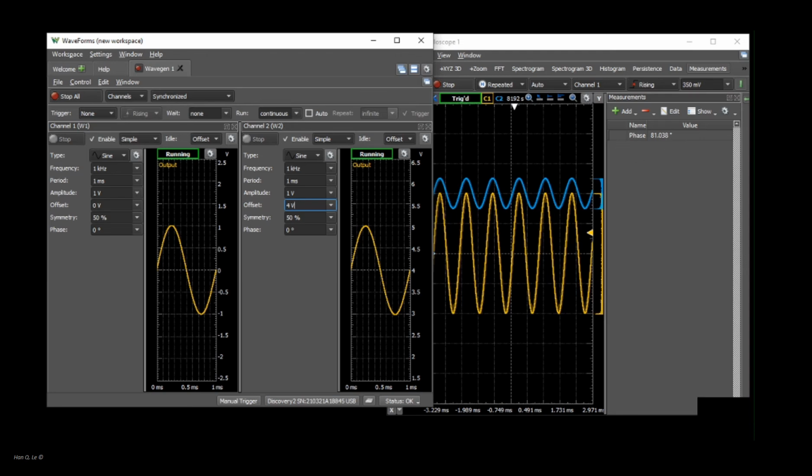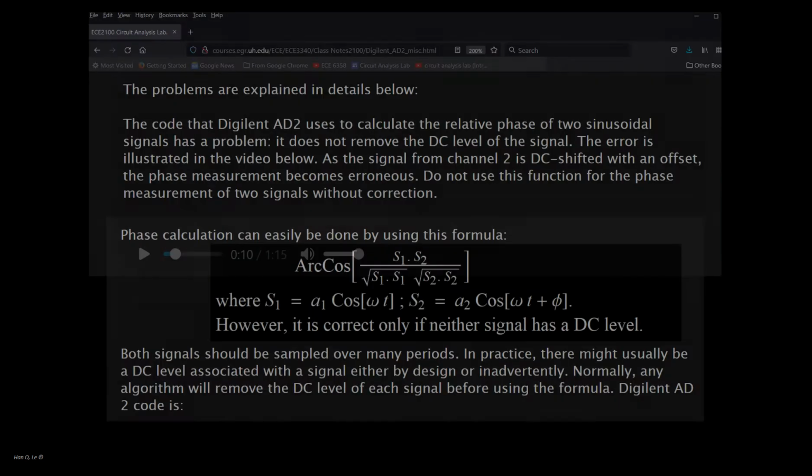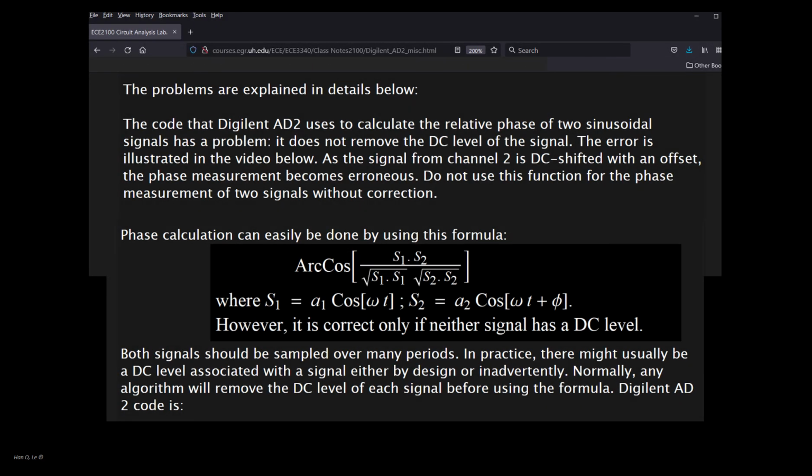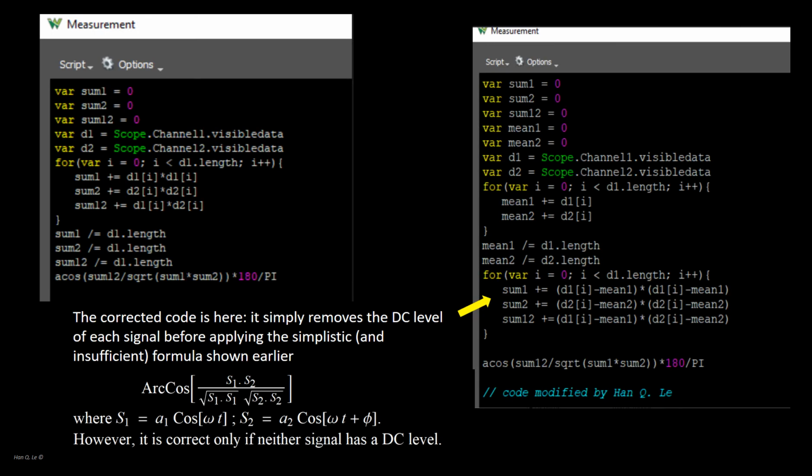This mean subtraction approach has potential for small error, but is acceptable if the number of periods in the signals is large. The problem can be solved by modifying the code slightly as shown below. Or better yet, by simply exporting the data to be calculated with an accurate external algorithm. It was just a formula that forgot to subtract the DC level, which may be present in real-life circuits. Fortunately, AD2 allows a user to insert external JavaScript and this error can easily be corrected.